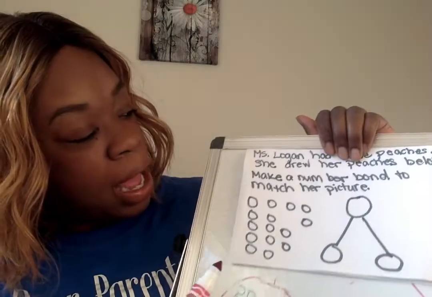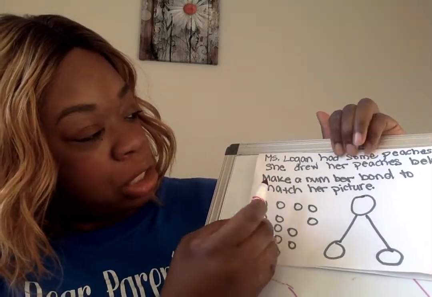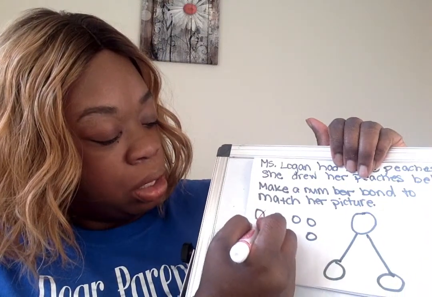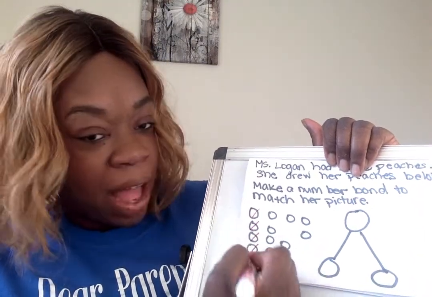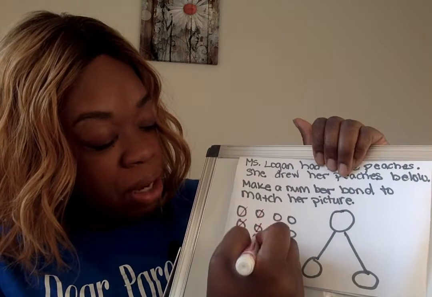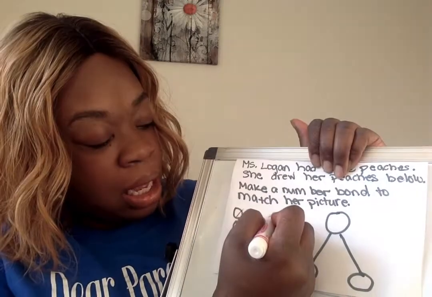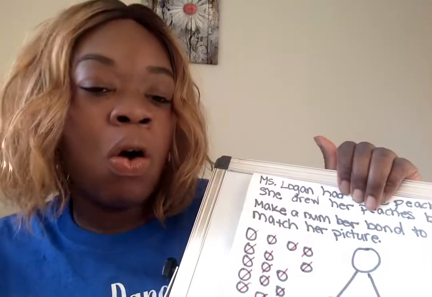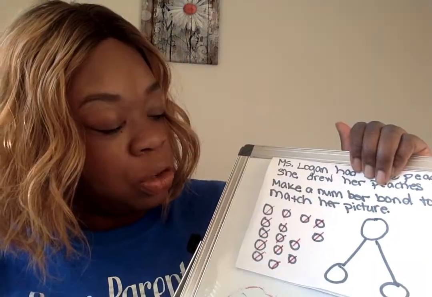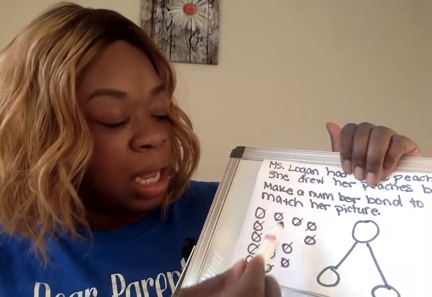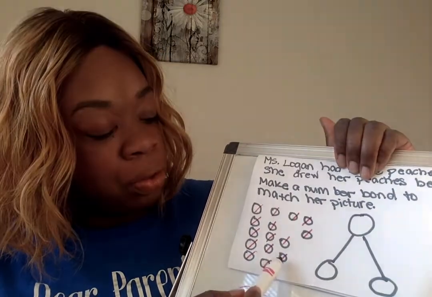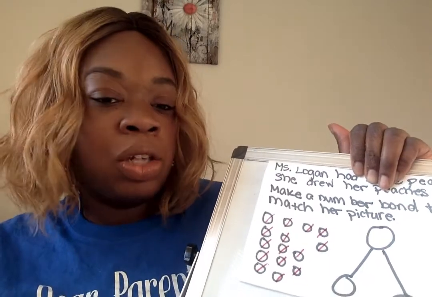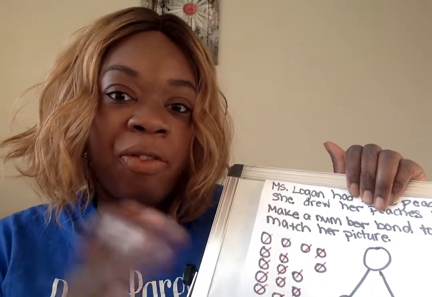So, Miss Logan had some peaches. She drew her peaches below. Let's count to see how many she has. 1, 2, 3, 4, 5, 6, 7, 8, 9, 10, 11, 12, 13, 14, 15. Or we can count using the say ten way. So then we would say 10, 1; 10, 2; 10, 3; 10, 4; 10, 5. All right. So we know we have 10, 5.